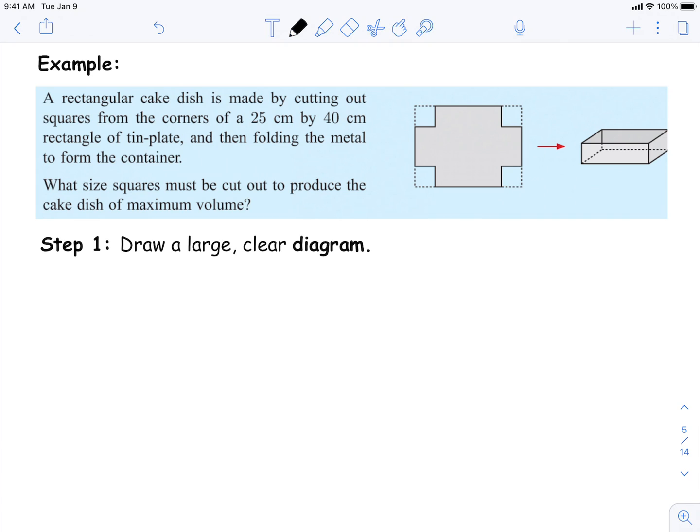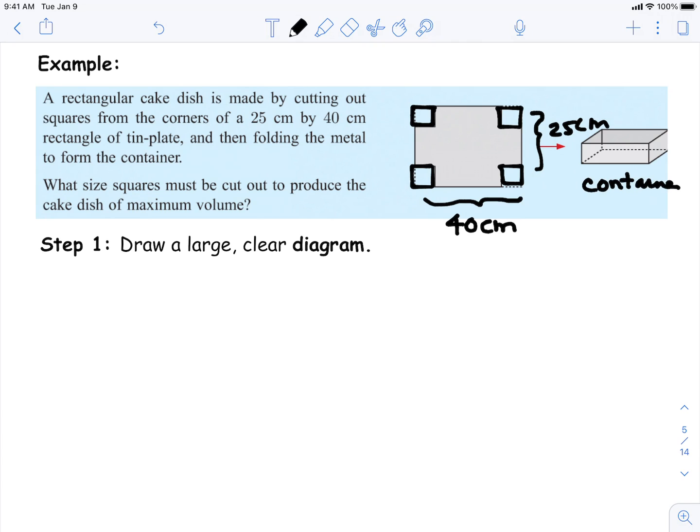So I'm going to label these sides. So this is 40 centimeters and this is 25 centimeters. And we want to cut out these X's to create this container over here. So step one is we're going to draw a large clear diagram.